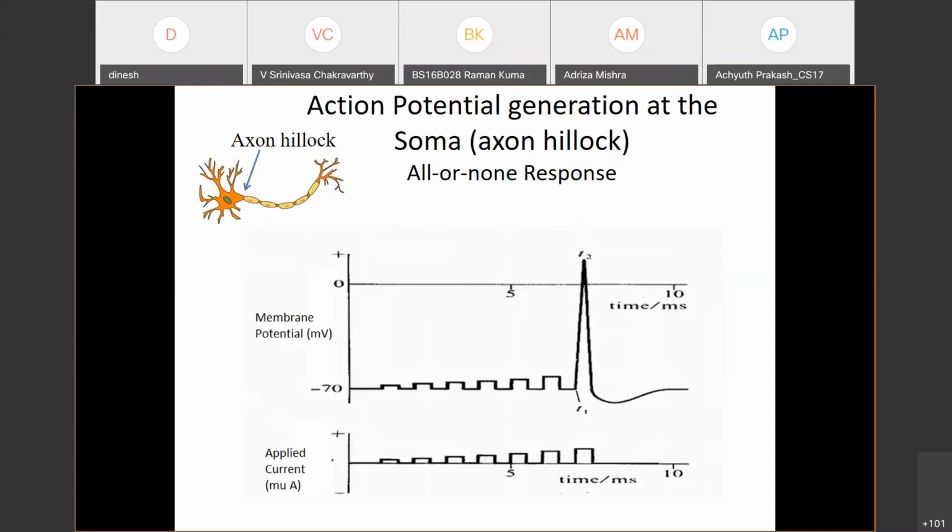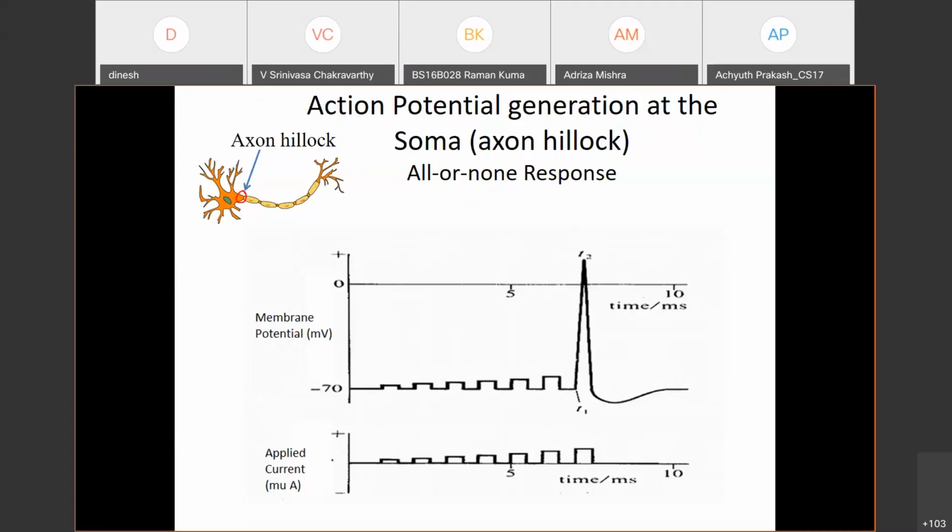Now we were saying that the action potential is generated at the soma, or actually a particular part of the soma called the axon hillock, which is roughly here. That is where the action potential is generated, because that is where you have a high concentration of voltage-dependent sodium and potassium channels. In fact, that is the basis of action potential generation, because you need voltage-dependent channels to produce an action potential.